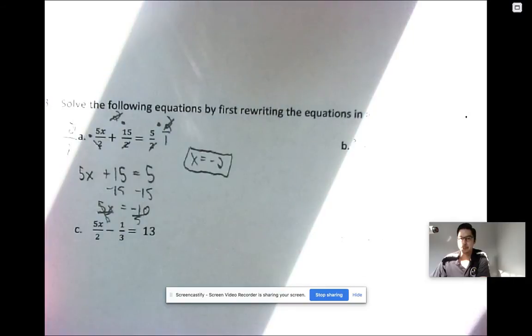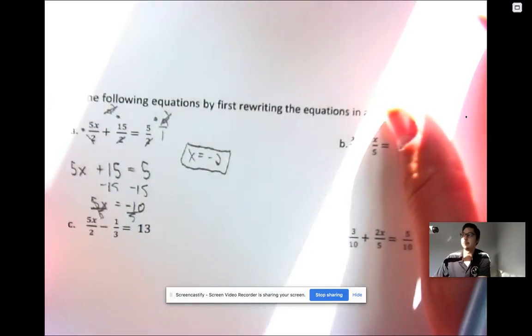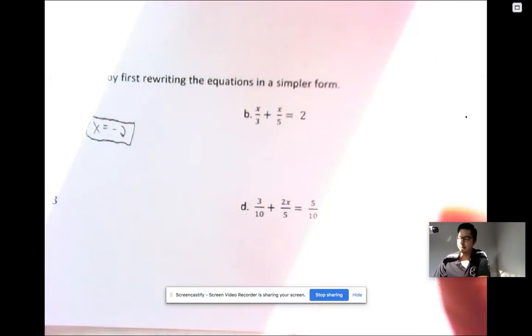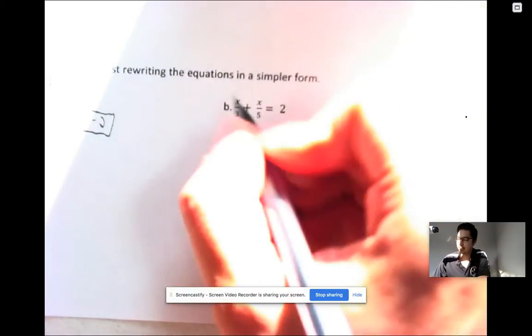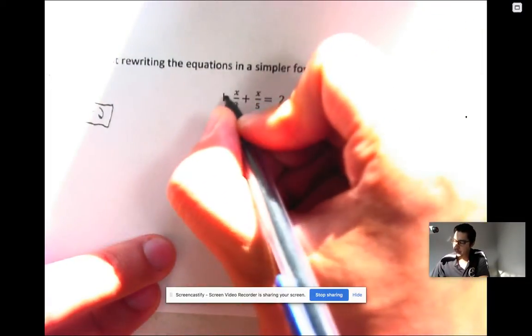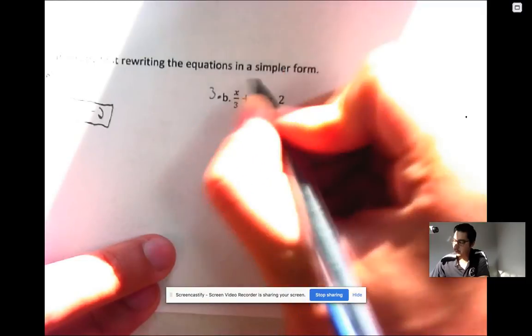Okay. And then we come to B. Remember, pause the video, go back if you need to see it. Now this one's tricky because it's a different fraction. So we actually have to do 2 things here. We're first going to get rid of the dividing by 3. So we're going to multiply the whole equation by 3.